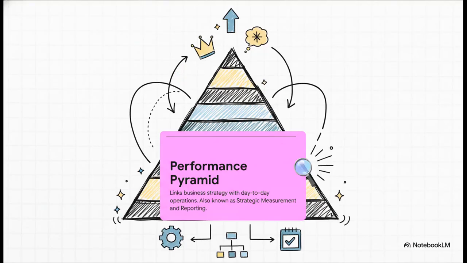First up is the performance pyramid. And honestly, the name gives you the biggest clue. Think of it as a top-down model. It's all about making sure that these small actions happening every single day are directly connected to and driving the big picture strategy that's set at the very top.